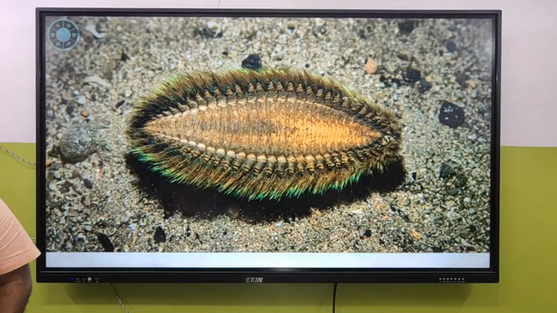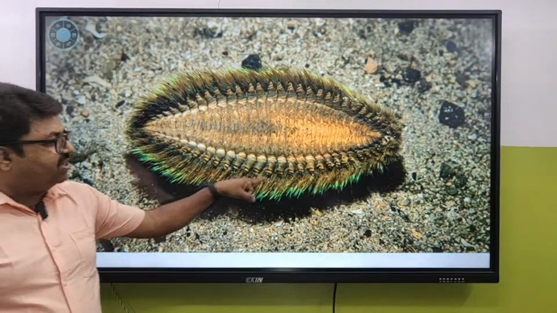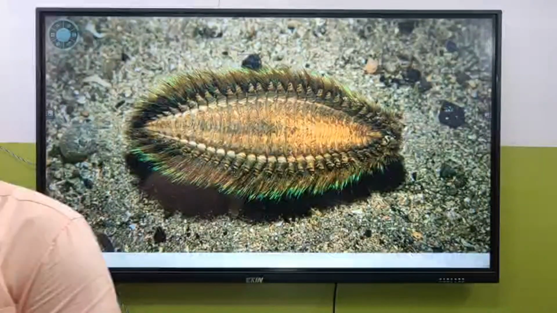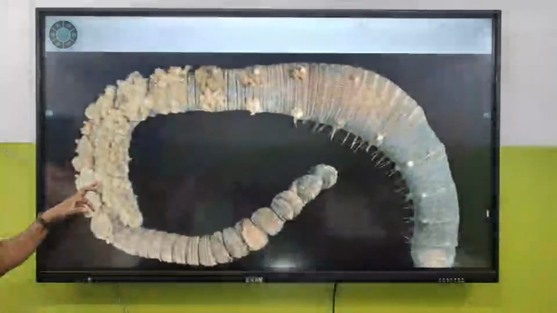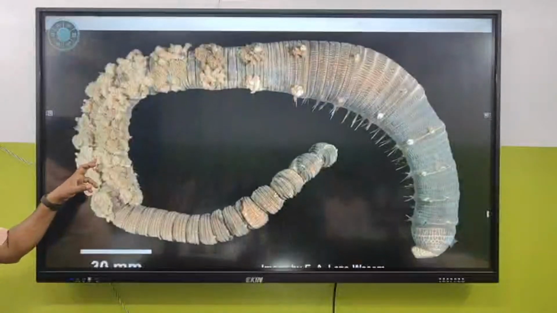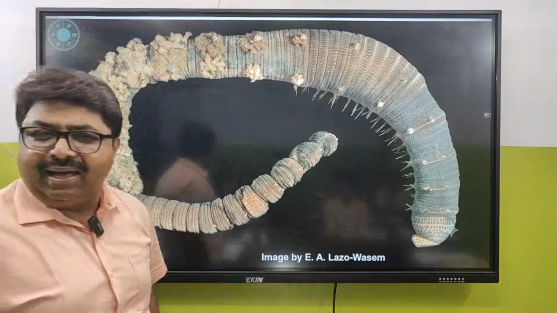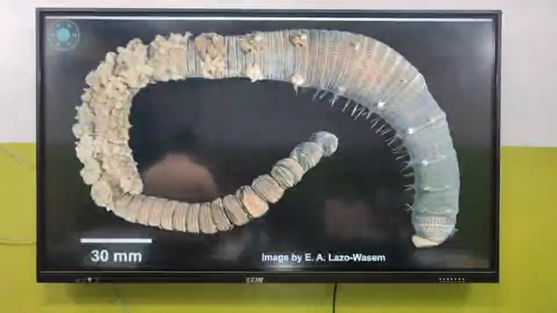Tell me what is this? They look like a mouse. Sea mouse. Tell me what is the structure? Parapodia. It acts as a locomotory organ. Tell me this. This is lugworm. Arenicola. Lugworm. Clumsy, very slow mover.